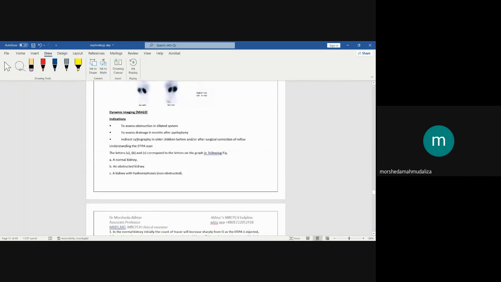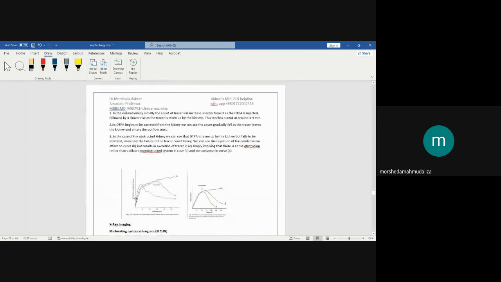Then MAG3 related, DTPA or MAG3. Nowadays, MAG3 is more popular, so MAG3 can be done repeatedly as a follow-up. So why is it done? To see where the obstruction is, or if you suspect that an obstruction is there, it can differentiate true and pseudo obstruction. And sometimes after operation you may need it, so it is mainly obstruction related.